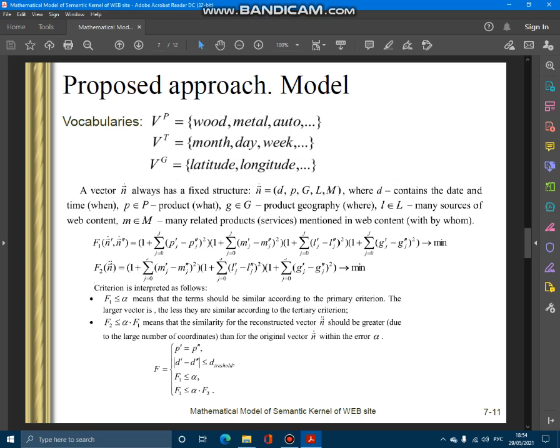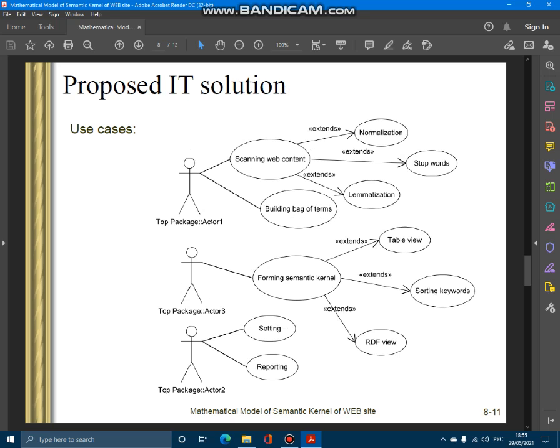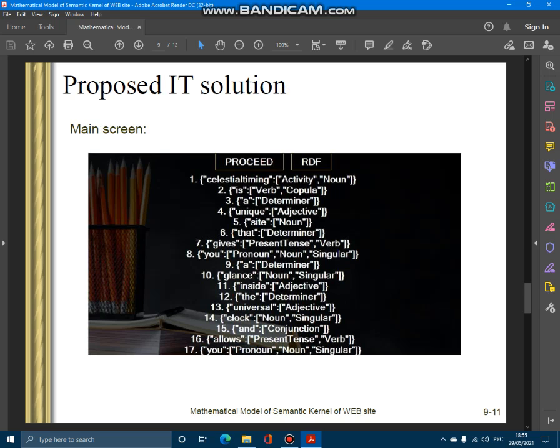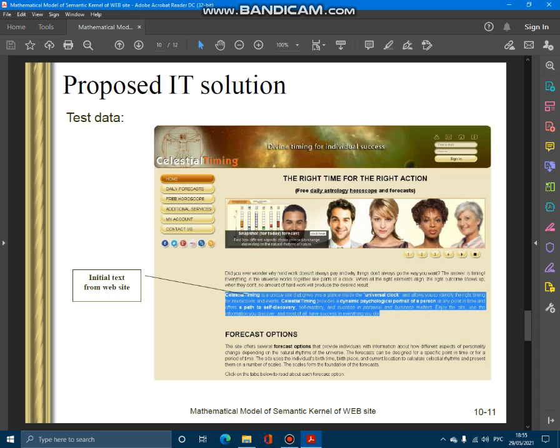Software was developed to test the specified model and algorithm. The functional requirements for the software operation are shown on slide number 8. Slide number 9 shows the main form of the software. The platform for the software development was chosen as JavaScript using the Node.js library WordPost framework. As a test case for testing the algorithm, a web project on psychology and astrology from the United States, slide number 10, was chosen. The web content of this site was processed by the software.